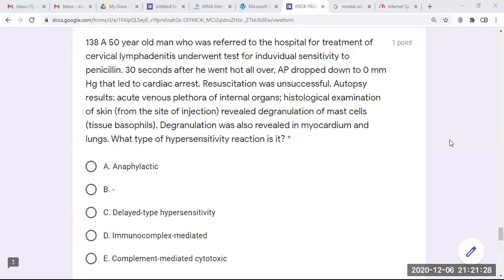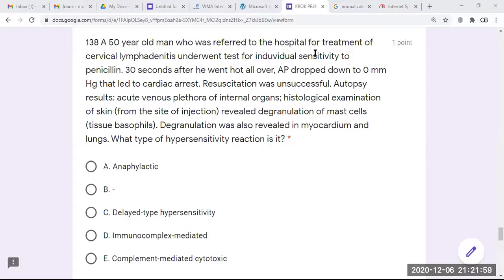Resuscitation was unsuccessful. Autopsy results: acute venous plethora of internal organs. Histological examination of skin from the site of injection revealed degranulation of mast cells, that is tissue basophils. Degranulation was also revealed in myocardium and lungs. What type of hypersensitivity reaction is it?